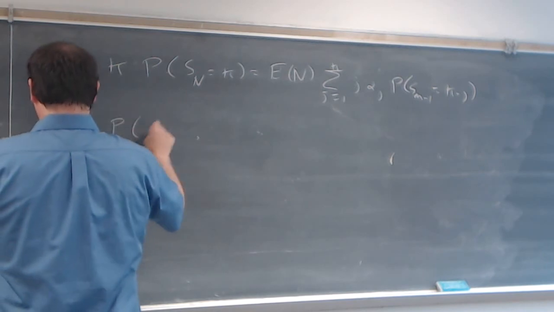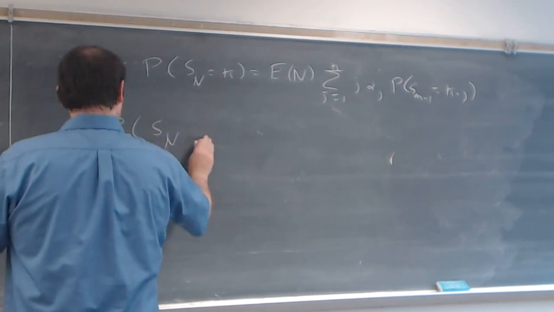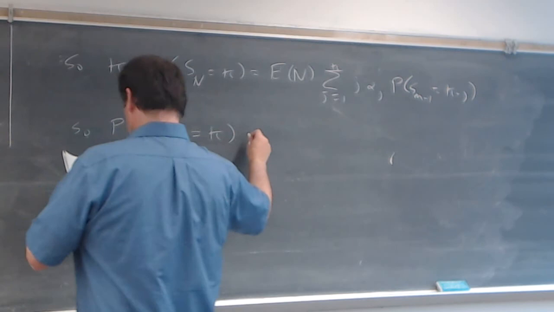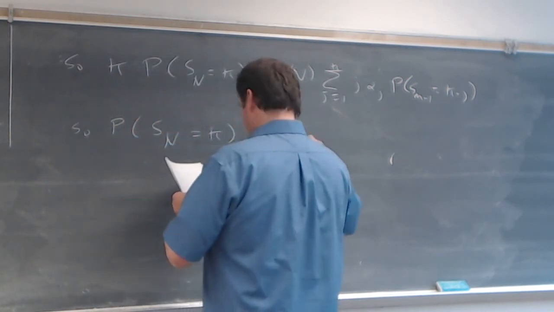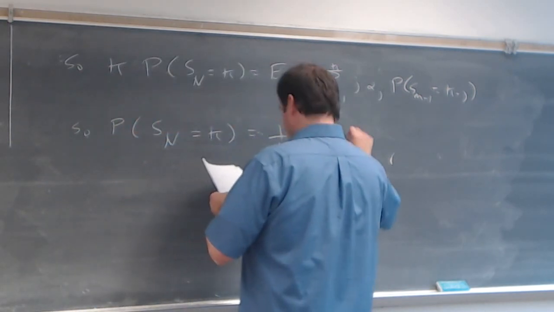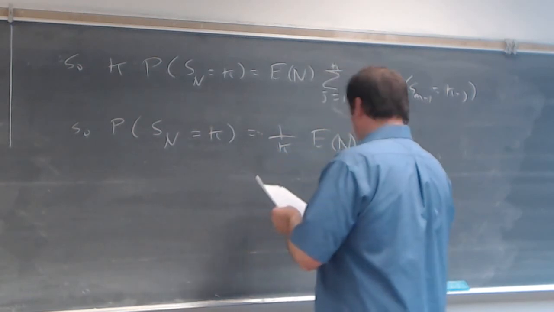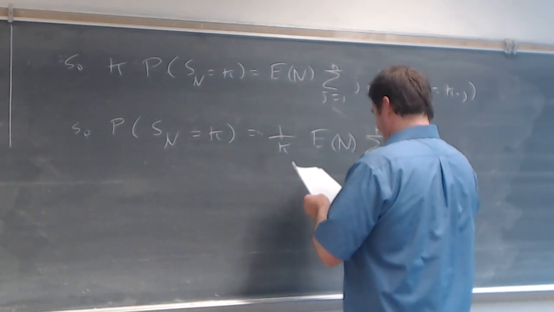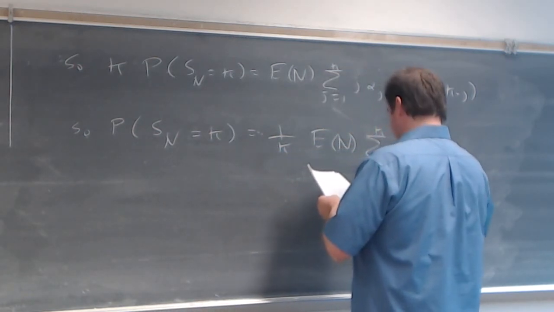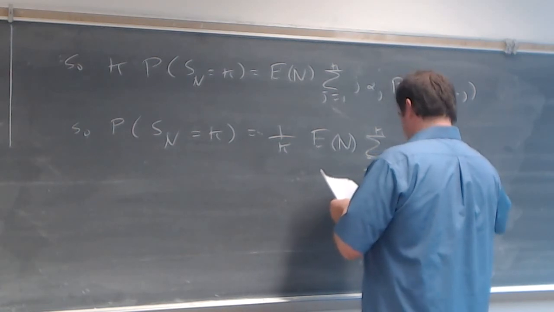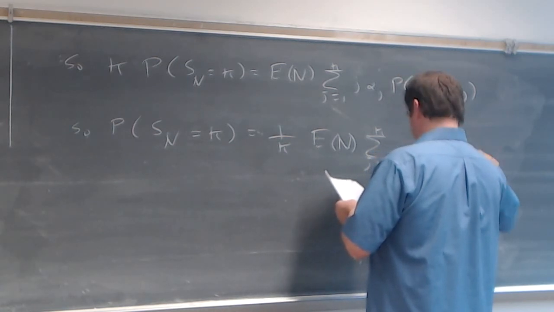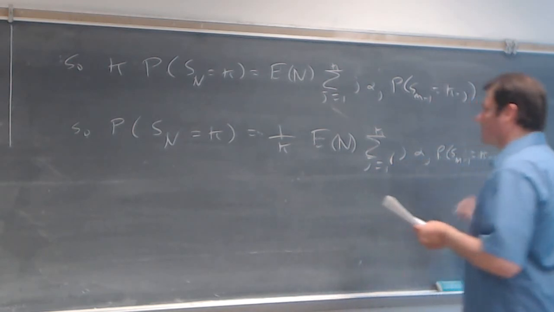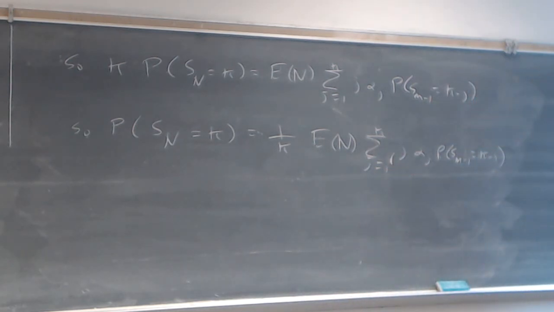So what we have is the probability that S sub n equals k is equal to 1 over k times the expected value of n, times the sum as j runs from 1 to k of j times alpha sub j times the probability that S of m minus 1 equals k minus j. Okay, so all I did was divide everything by k.